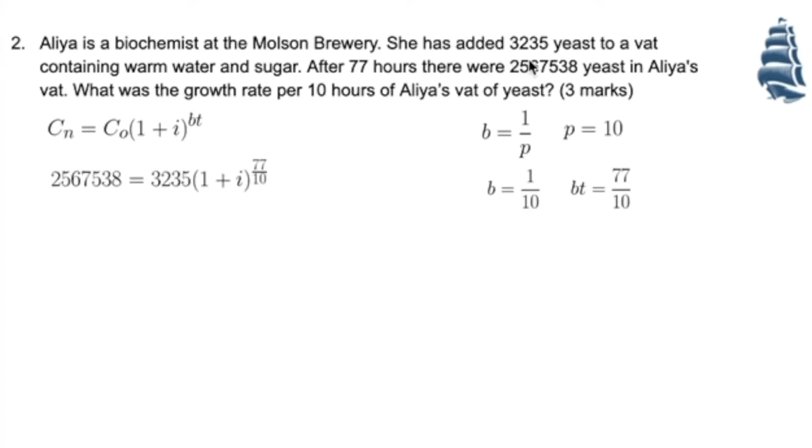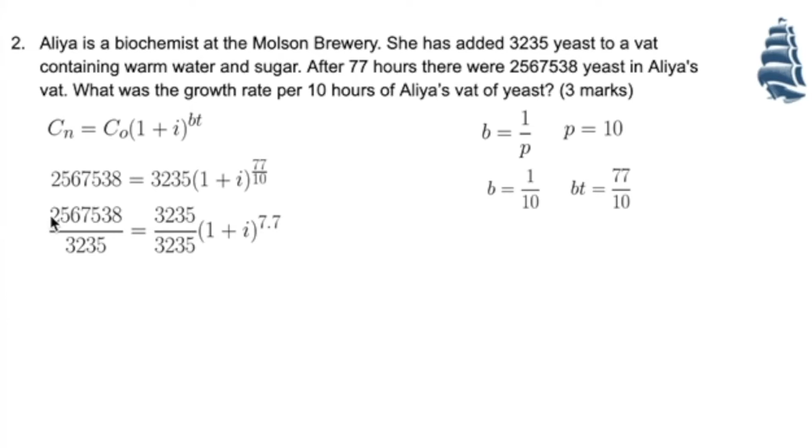I'm going to fill in everything we know. The final number of yeast is 2,567,538 yeast. And the initial amount of yeast is 3,235 yeast. 1 plus i, we don't know the growth rate, but we know that our bt is 77 divided by 10, which is 7.7. I want to get the 1 plus i all alone, because I'm after the i, right? I want to get rid of the 3,235. It's multiplying the bracket, so I'm going to divide this side by 3,235, so that'll cancel. If I divide the right-hand side by 3,235, I have to divide the left-hand side.